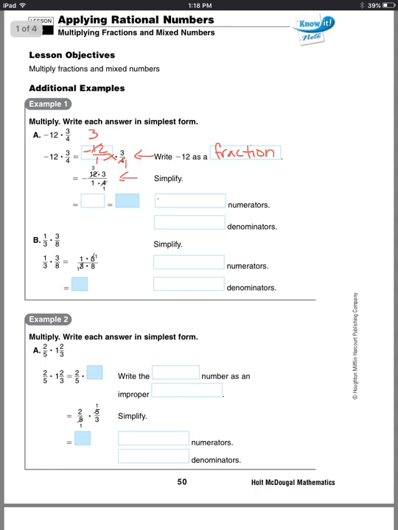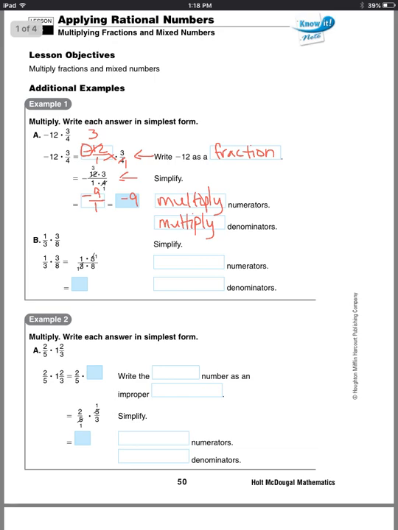So we multiply our numerators, and then we multiply our denominators. So we have 3 times 3, which is 9. However, one of them is a negative, so it's negative 9 over 1. And negative 9 divided by 1 is negative 9.